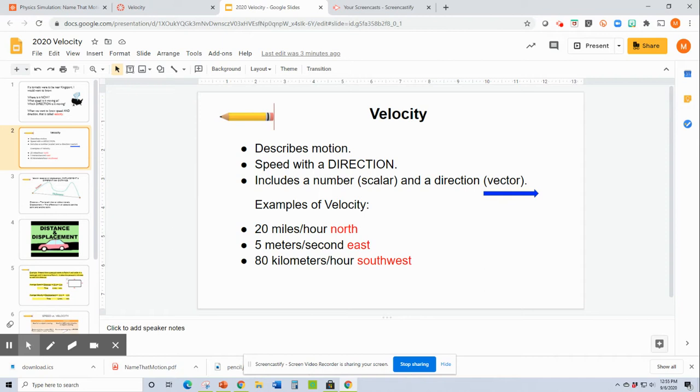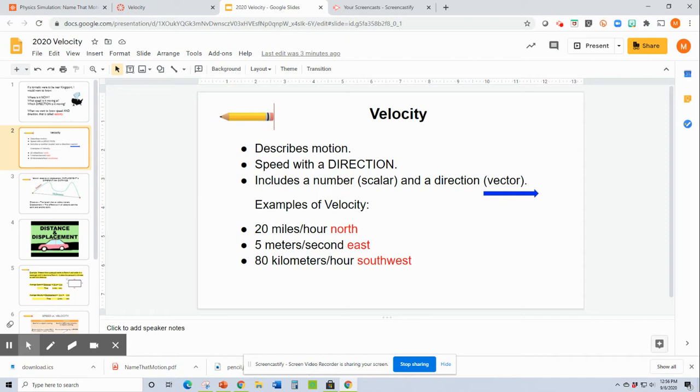That means that when I want to describe velocity to somebody, I need a couple of things. I need a number. I'm still going to have a number. And the word we use in physics and in science to describe a quantity that just has a number is scalar. That's kind of a weird word, isn't it? But that means it just has a number.